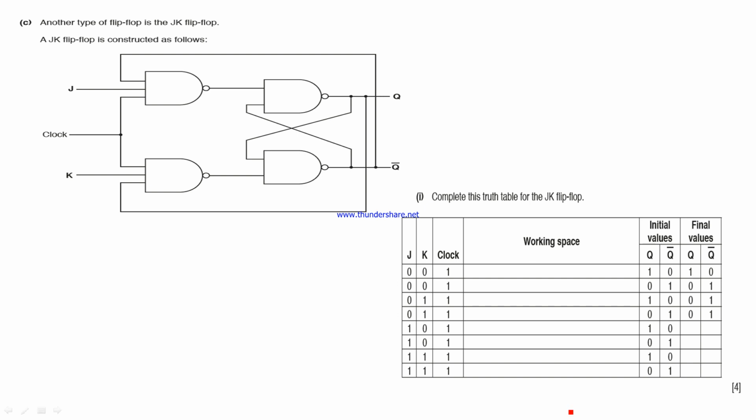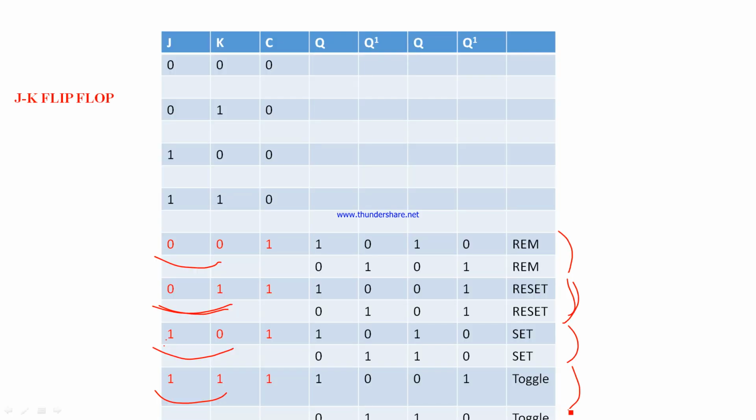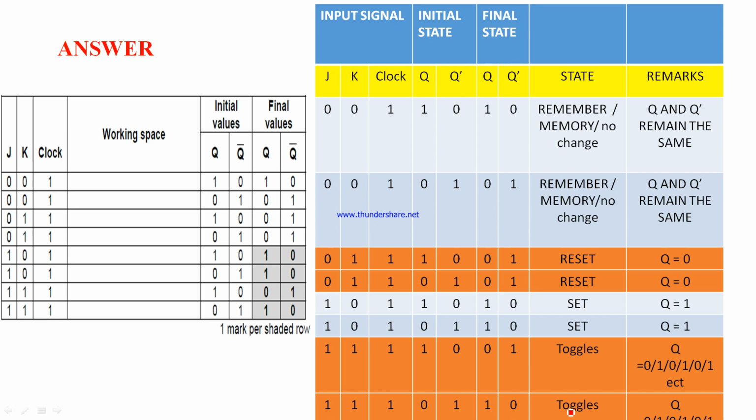Now, if we want to work this question, it's not difficult. But before we go for this one, let's try to summarize this. Okay, let's look at this one. Clock, we always take it as 1. We consider in this case JK 00 means remember. Remember means the initial state 1, 0 will remain the same, and 0, 1 will remain the same.